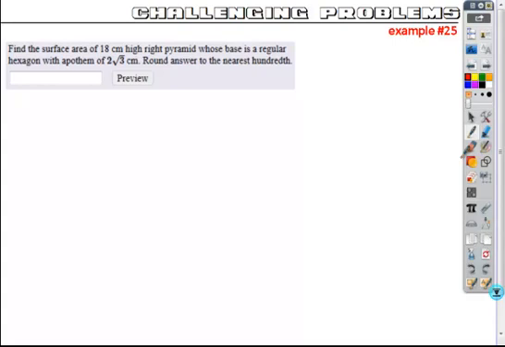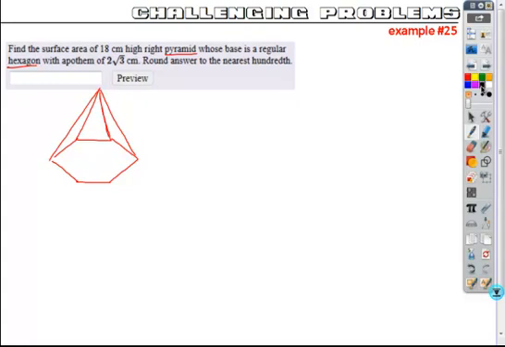The first thing you want to do is figure out what type of solid you're looking at. So it's a pyramid. The base is a regular hexagon. If I sketch that, here's my base, and then I connect those to a point, so this would be a rough sketch of this.